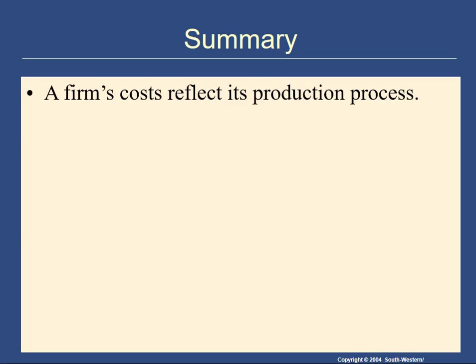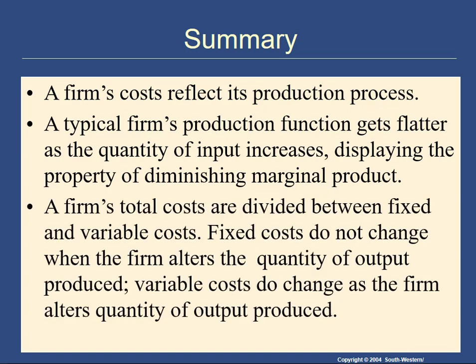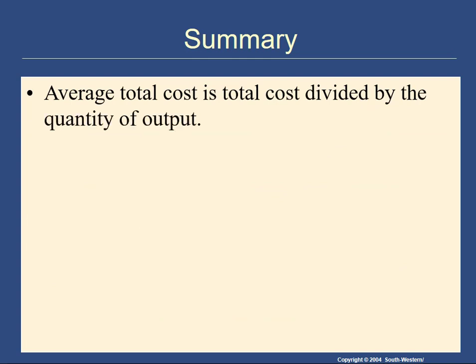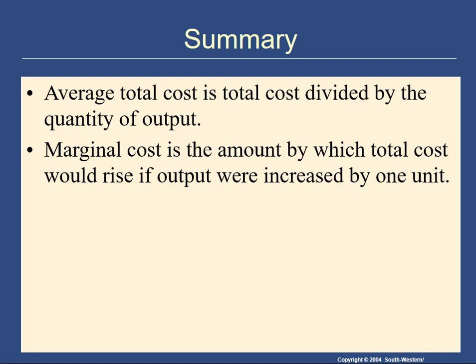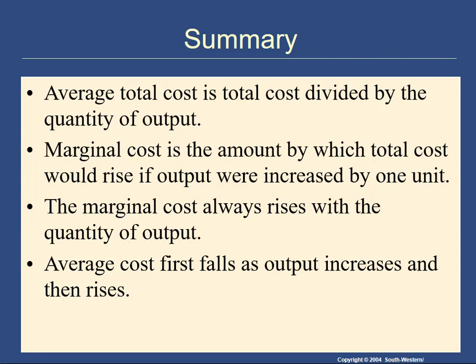A firm's costs are reflected by its production process, and typically the firm's production function gets flatter because you have diminishing marginal product, and that causes all of the phenomena that we've discussed about costs, in particular that marginal costs are increasing, and that fixed costs don't change, and so forth. On the next slide, there's a good summary of this. Average total cost is total cost divided by the quantity of output. Marginal cost is simply the increase in total costs if we increase output by 1 unit. Marginal costs rise with the quantity of output as soon as diminishing returns kicks in. Average cost falls at first and hits the efficient scale and then rises, and that's where the marginal cost intersects with the average total cost.